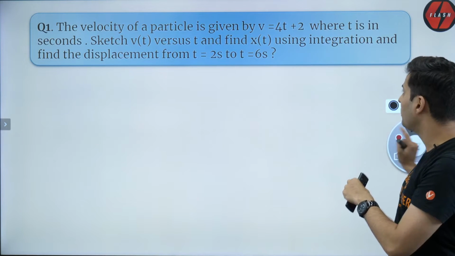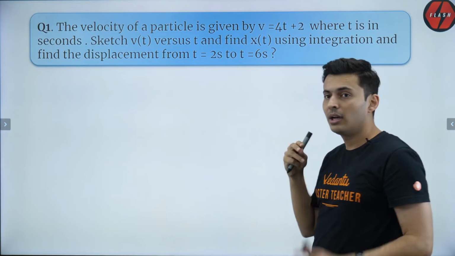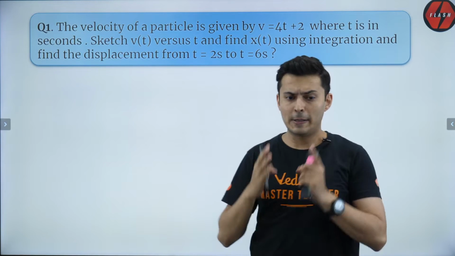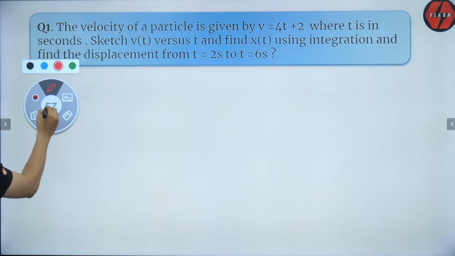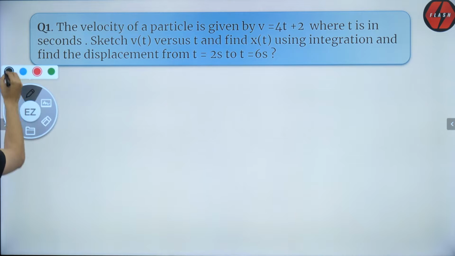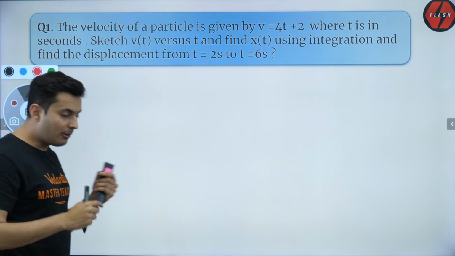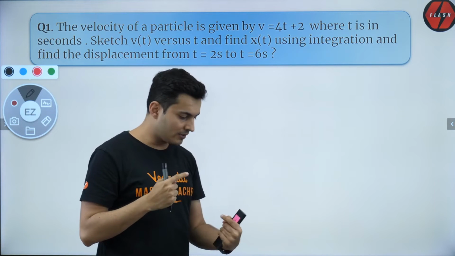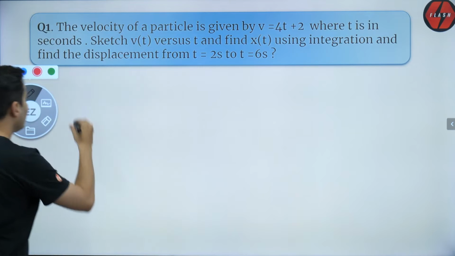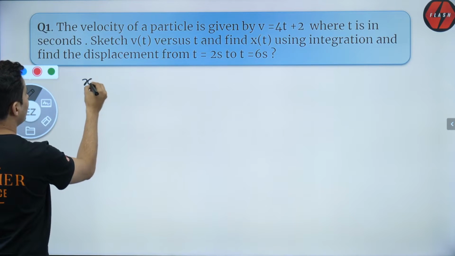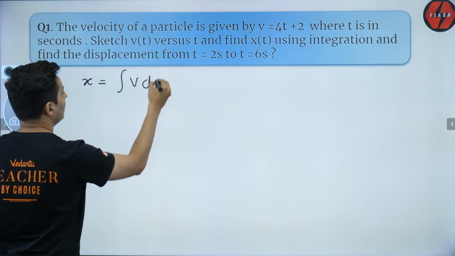Let's go to the harder part of this problem. Now you have to find the position and then the displacement. If you recollect from yesterday's session, we have seen that if I know the velocity, I can find the position by integrating it. Remember, derivative of x was v, so integration of v will be x. Recollect this. So I can clearly say x is nothing but integration of v dt.